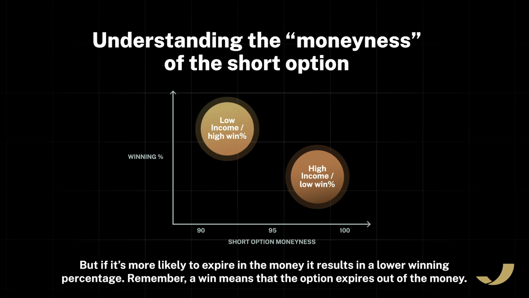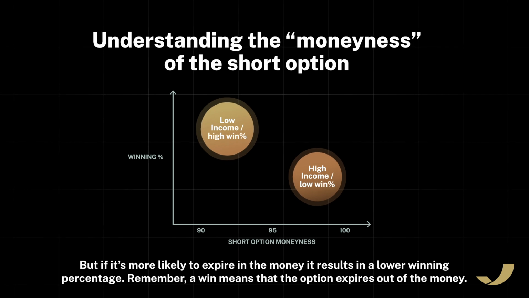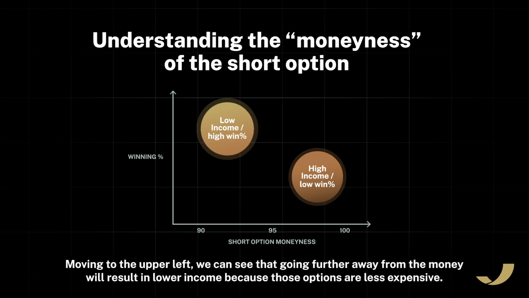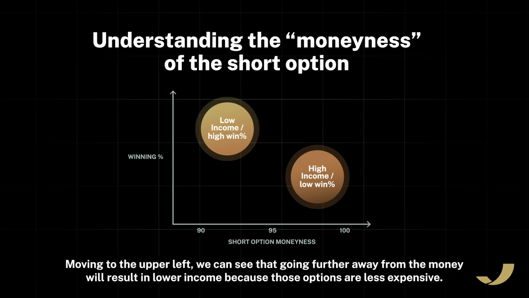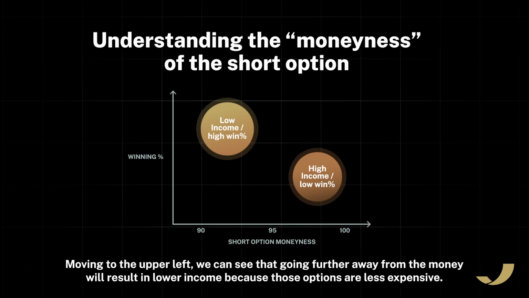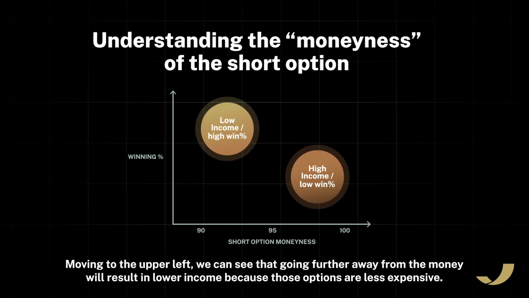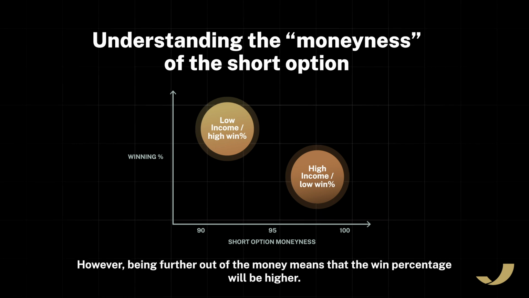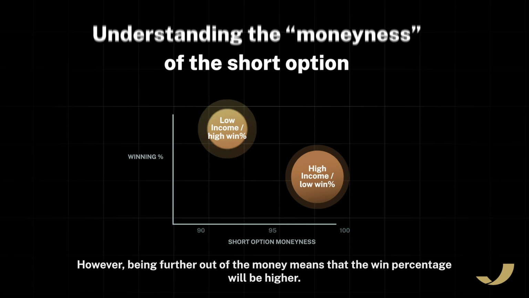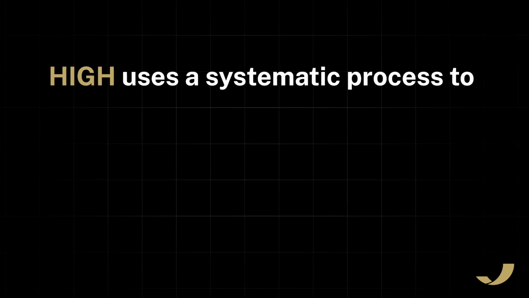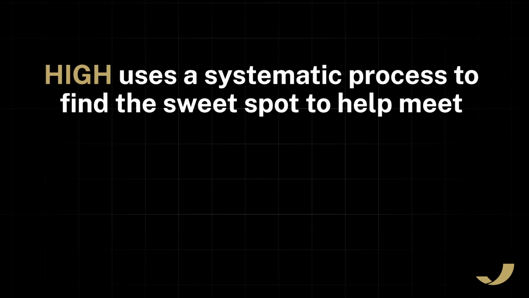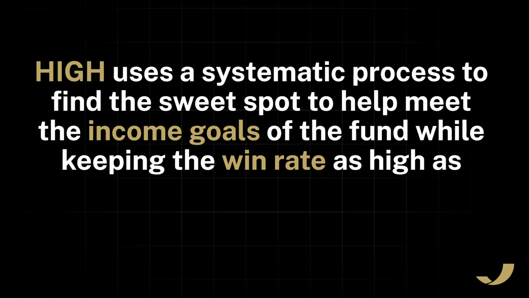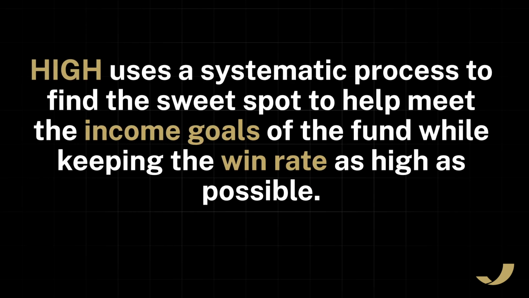Remember, a win means that the option expires out of the money. Moving to the upper left, we can see that going further away from the money will result in lower income because those options are less expensive. However, being further out of the money means that the win percentage will be higher. High uses a systematic process to find the sweet spot to help meet the income goals of the fund while keeping the win rate as high as possible.